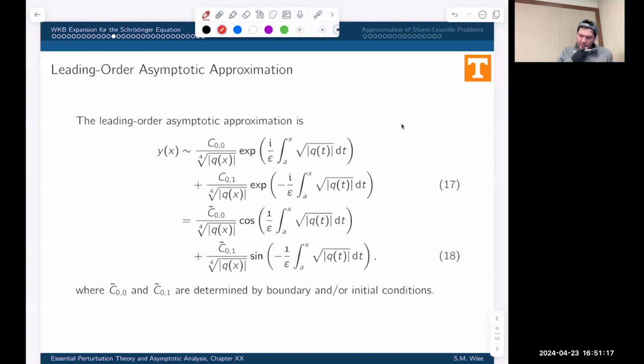So here's our leading order asymptotic approximation. In this case, we can go about expanding it in a similar sort of way, but we're going to recognize right away that we have a complex trigonometric exponential, one with a plus and one with a minus. And as usual, these are going to fold into cosine and sine, giving us new constants out front, not necessarily the same as before.